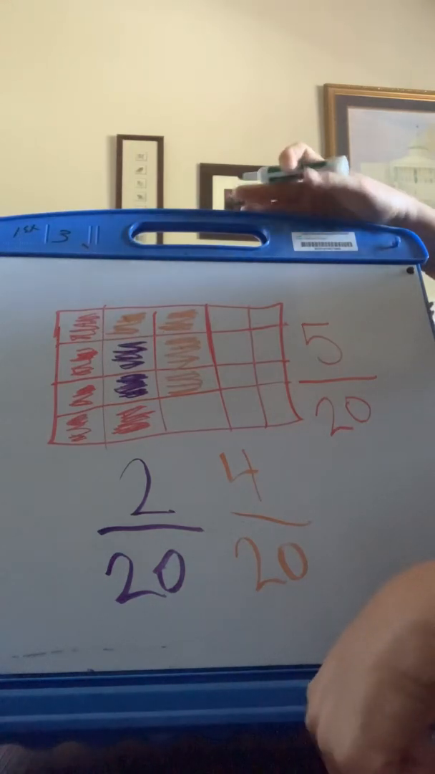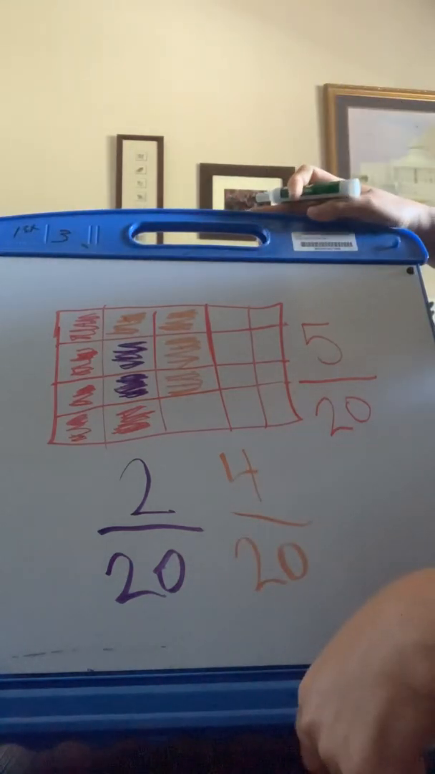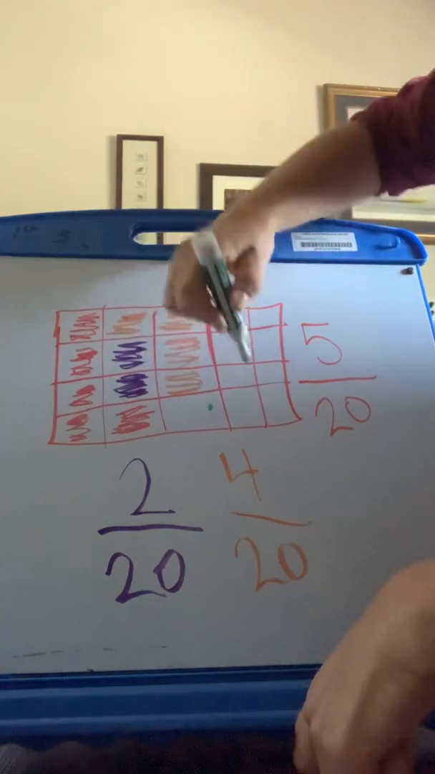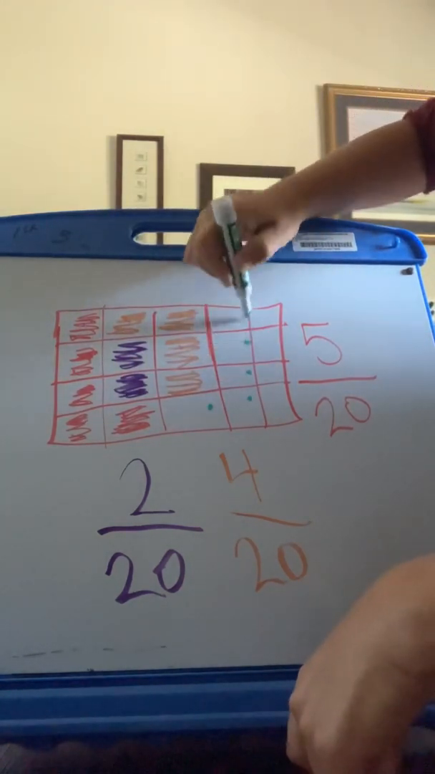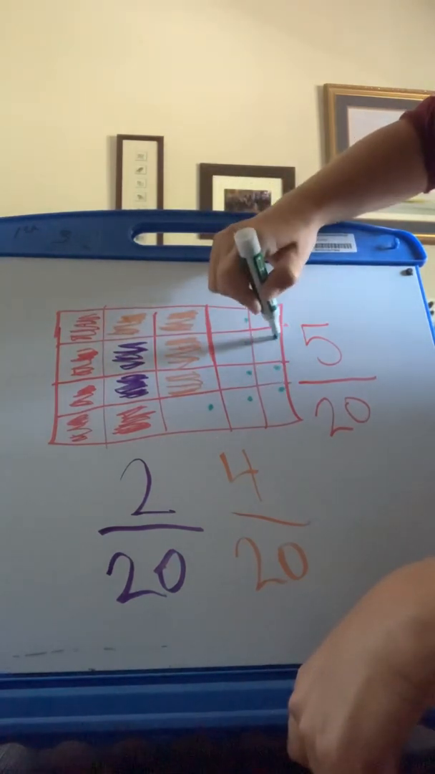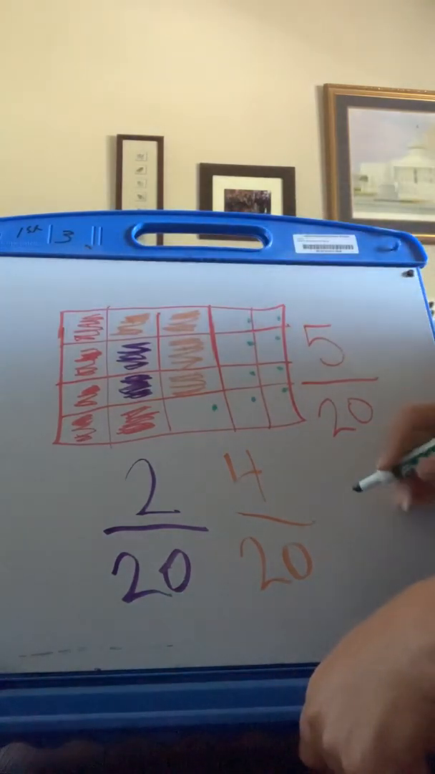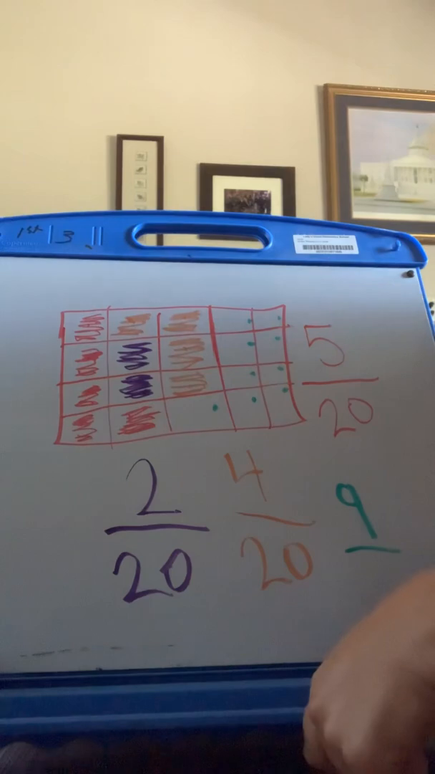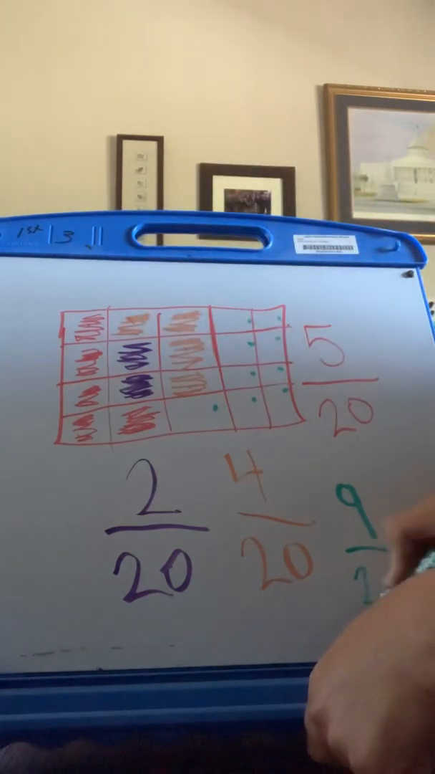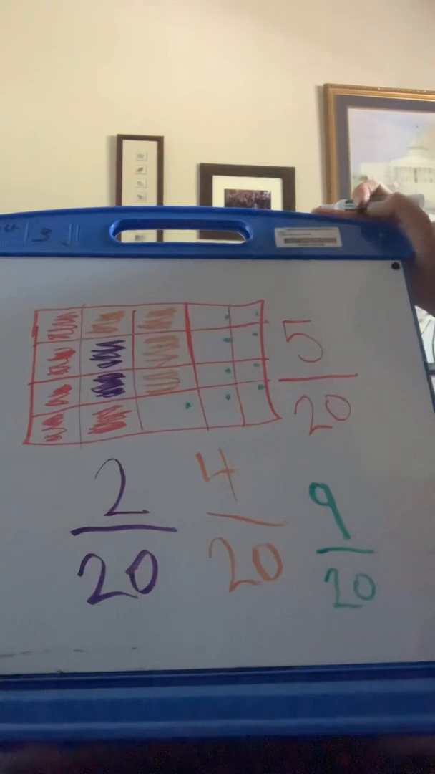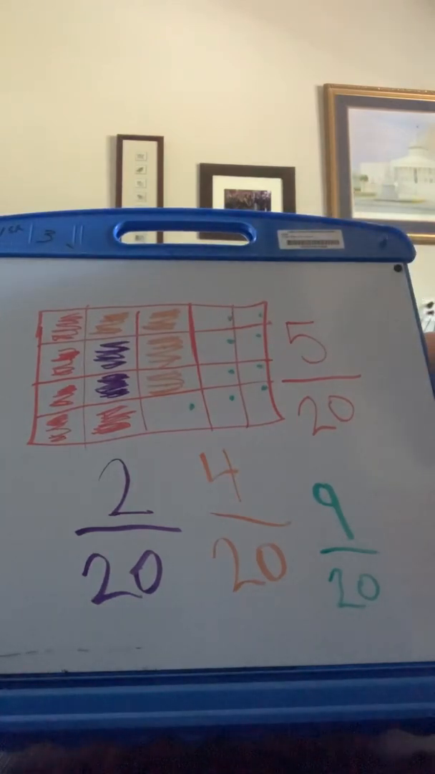How many pieces are left in my tray of brownies? Well, let's count. 1, 2, 3, 4, 5, 6, 7, 8, 9. There's 9 pieces left. But there were how many in the whole thing? 20. So there are 9/20ths of the brownies left. So we're just going to take a look at a little bit more of fractional parts for the next couple of days in your Seesaw account. Keep that in mind with some of the assignments that you see.